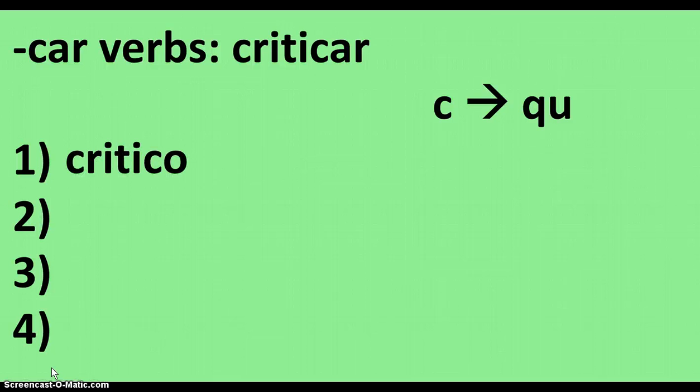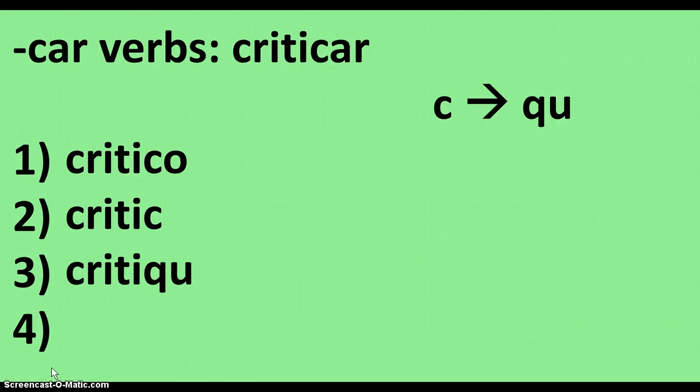So, step 1, go to my yo form, critico. Step 2, I take off my O. Step 3, I change the C to a QU. And since criticar is an AR verb, I'm going to add on ES. Critiques.